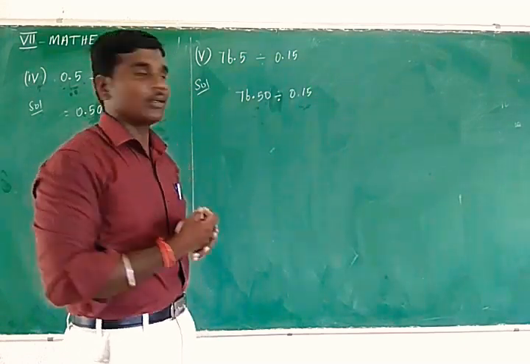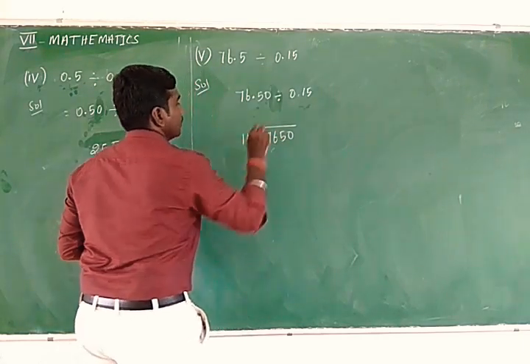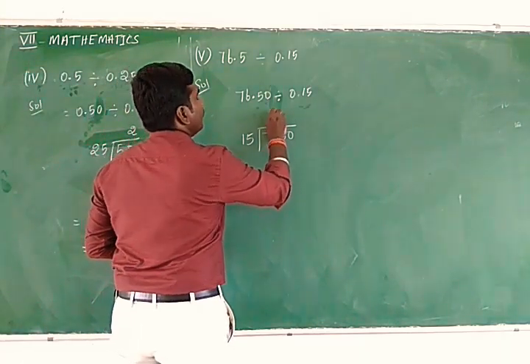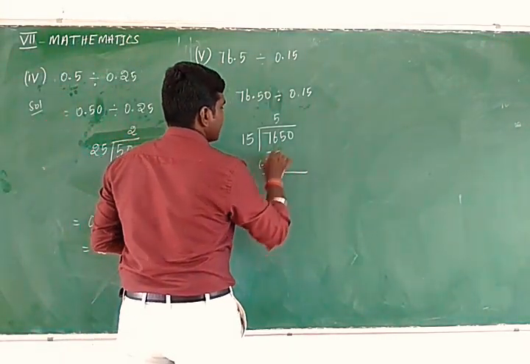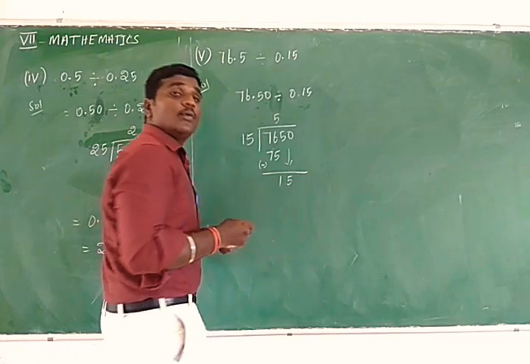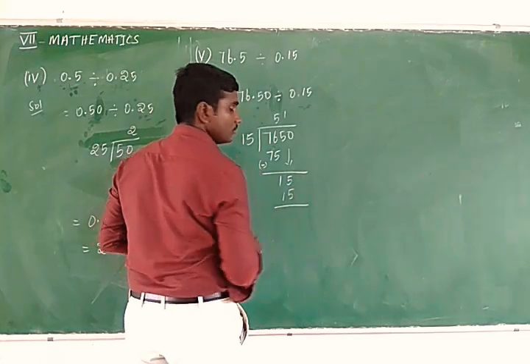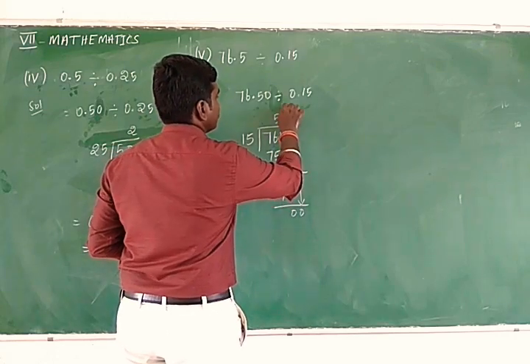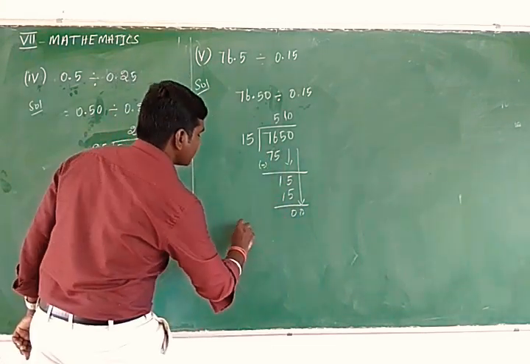So write 765 divided by 15. Now in 76, how many 15s are there? 5 15s are 75. So subtraction: 6 minus 5, 1. Then take down the next digit. In 15, how many 15s are there? 1 15 is 15. Next is 0, bring down 0. Here we cannot divide, so you add 0.